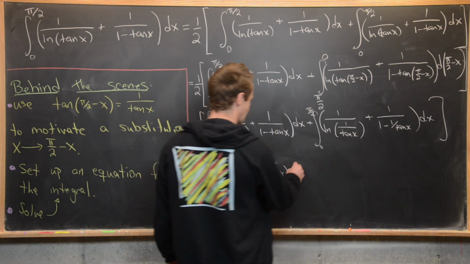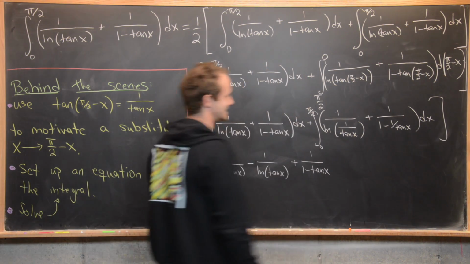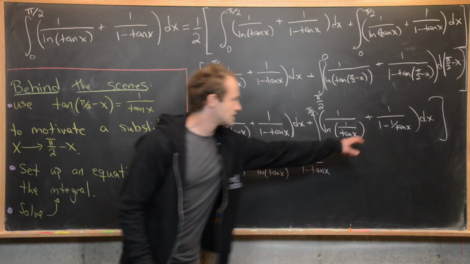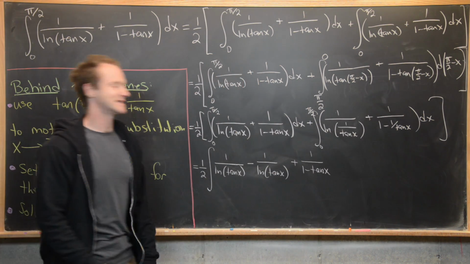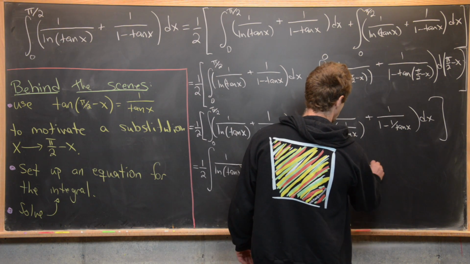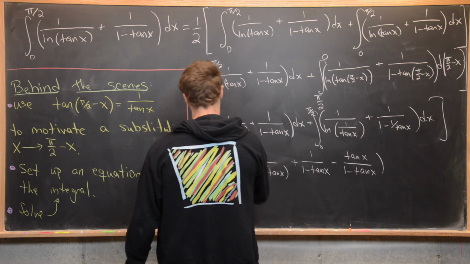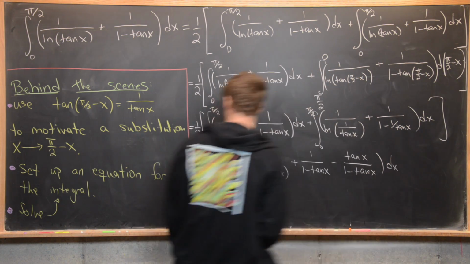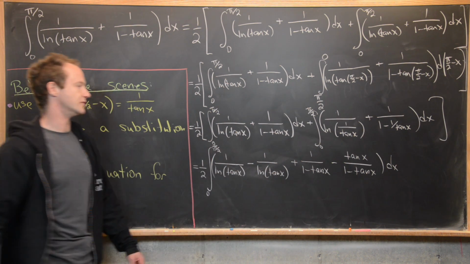And then here we can write this as 1 over 1 minus tangent of x. I just brought that down. And then we can multiply the numerator and the denominator of this maybe by minus tangent. And that's going to give us minus the tangent of x over 1 minus the tangent of x. Great, and now we can close all of this off with a dx. And again, this is my integral from 0 to pi over 2.